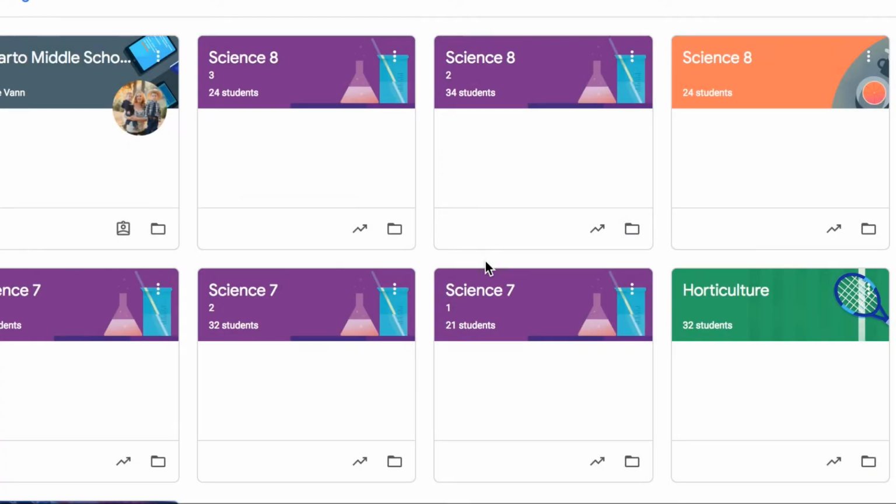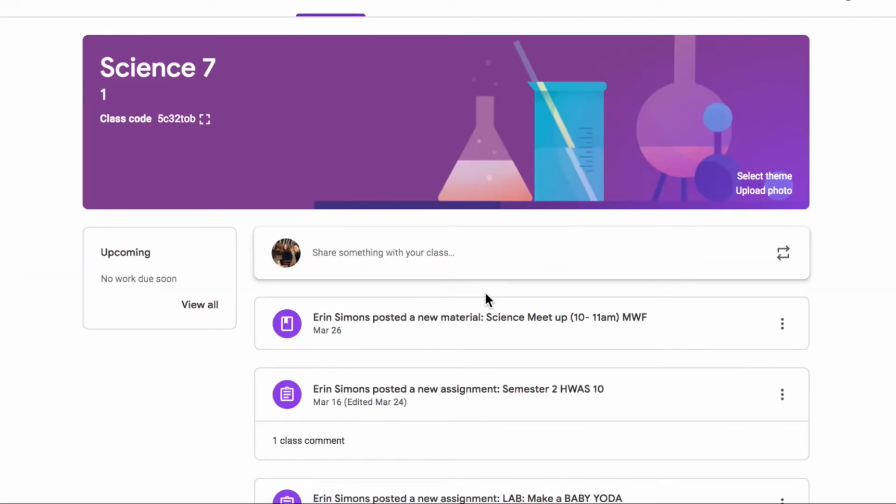Okay, so this is my set of classrooms. I teach 7th, 8th grade, and I also teach horticulture. Let's go ahead and take a look at how I organize for our 7th grade class first.